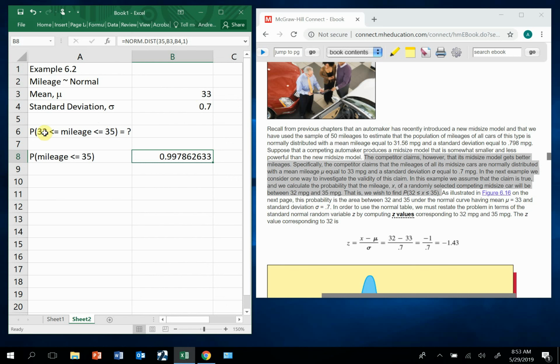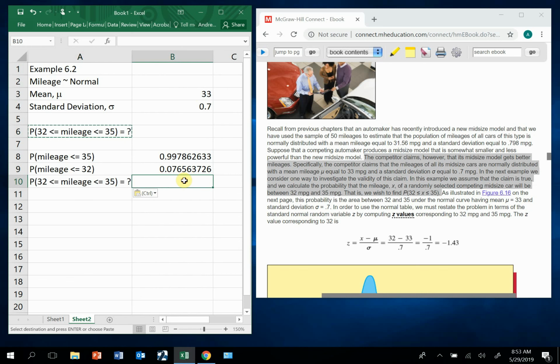That solves part of this problem, but we have a lower bound of 32. So I've got to take off that little area, the probability that mileage is less than or equal to 32. That's going to be NormalDist. You put in 32, your mean, your standard deviation, and the last argument is always 1 when you use the NormalDist. To solve this, you take this number and subtract this number, and that will give you the band between 32 and 35, 0.921.